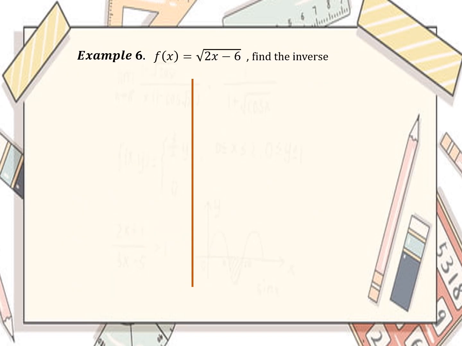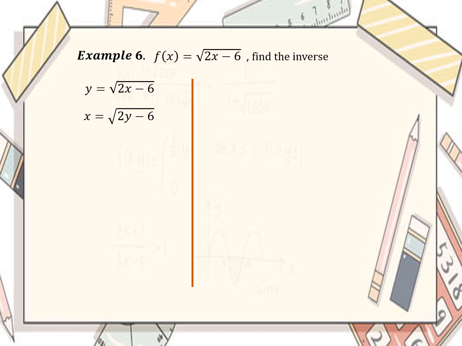Okay, next example. F of x is equal to square root of 2x minus 6. So, let's find the inverse. So, change natin si f of x into y. Then, interchange x and y. So, si y magiging x, then si x magiging y. So, x is equal to square root of 2y minus 6.